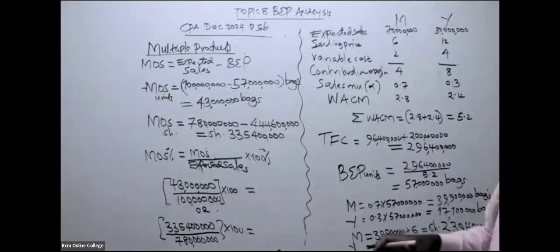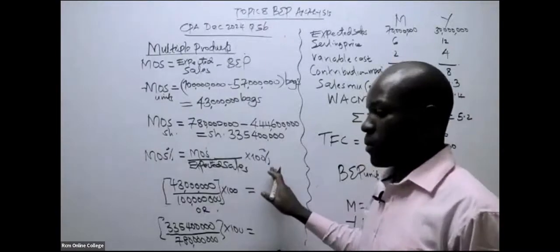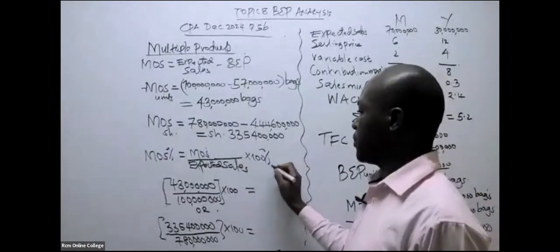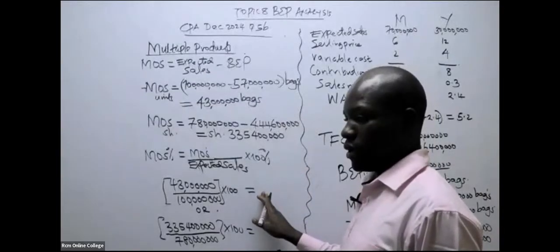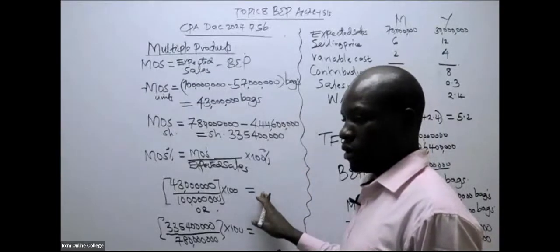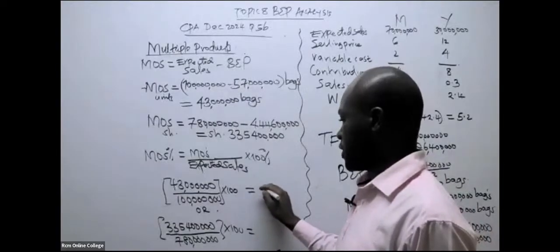Good. So margin of safety as a percentage, what are you getting to 2 decimal places? Rounded off to 2 decimal places, what are we getting here? 43, 2 decimal places.